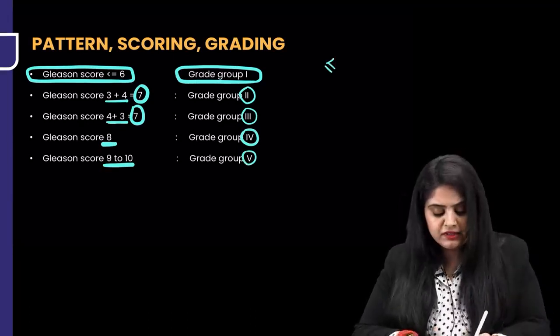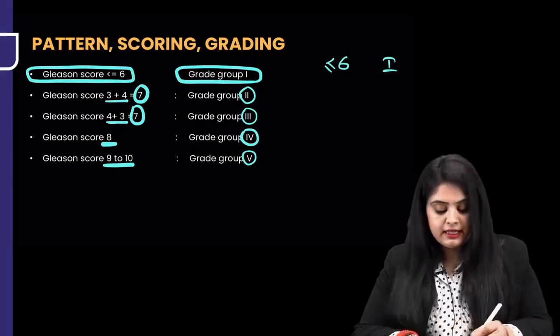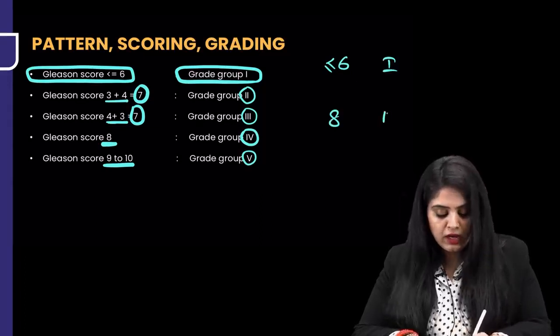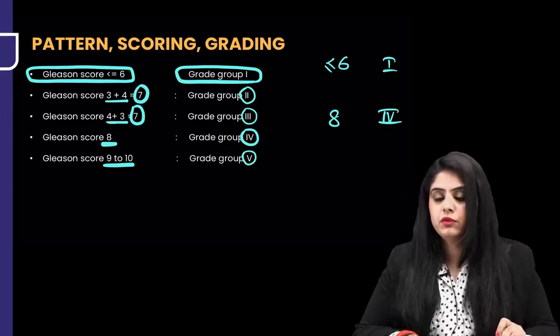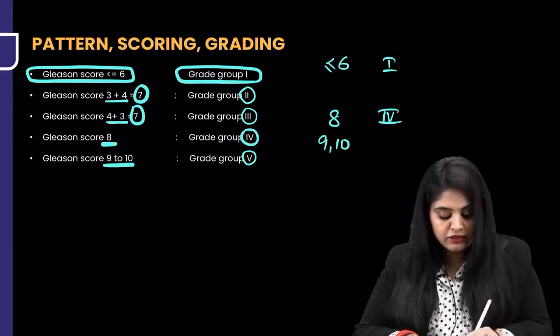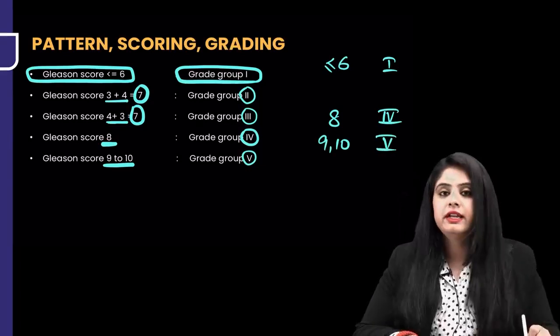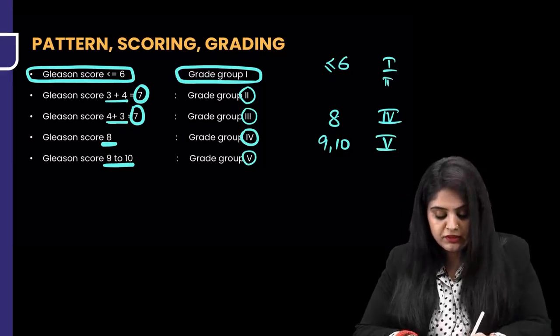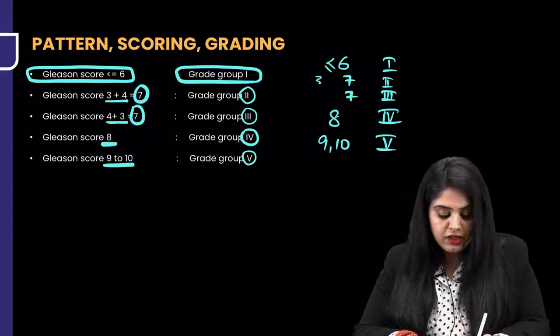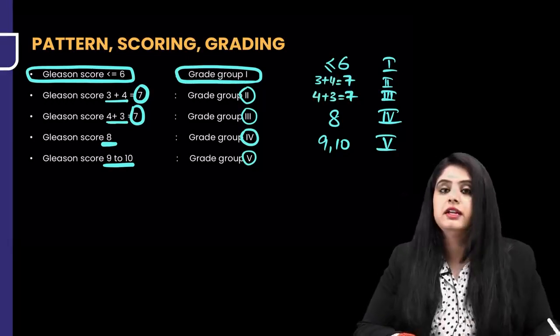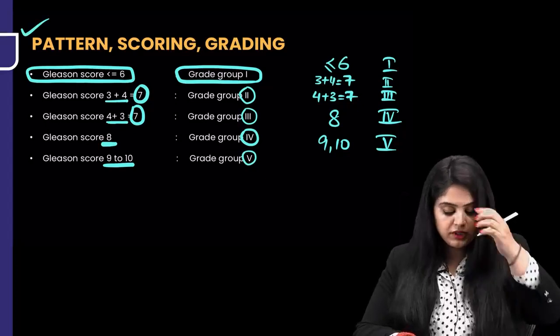Look, anything up till 6 is grade 1. Then if the score was 8, its half is 4, so the grade becomes 4. Any score of 9 or 10, its half is 5, so the grade is 5. The only problem is between grade 2 and grade 3, because a score of 7 is coming. So if it is 3 plus 4, 7, it is grade 2. And if it is 4 plus 3, 7, it is grade 3. And that is what you have for the Gleason scoring.